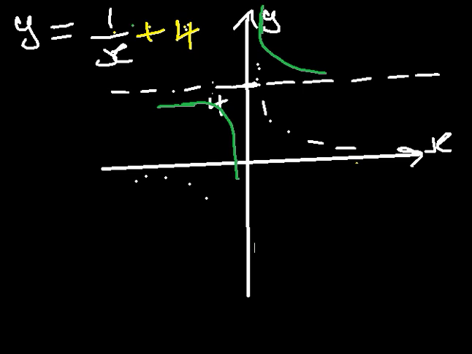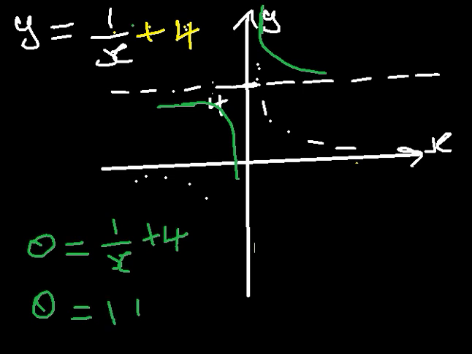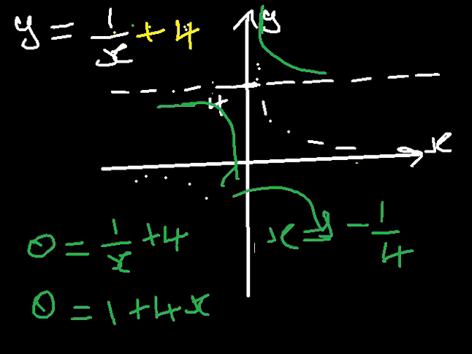So in that case, we'll have 0 is equal to 1 over x plus 4. Then we multiply everything by x, which gives 0 is equal to 1 plus 4x. So now we have x being given as negative 1 over 4. Which means the x-intercept here is the point where x is negative 1 over 4. That is how you have to understand that.